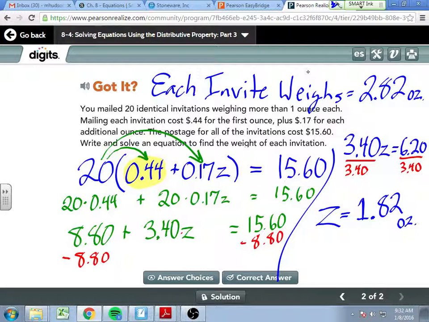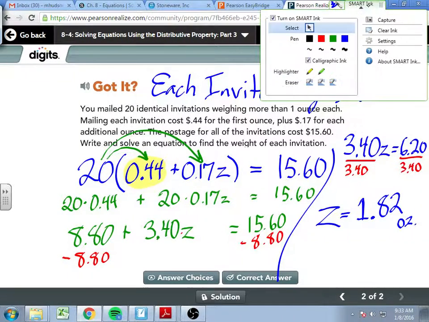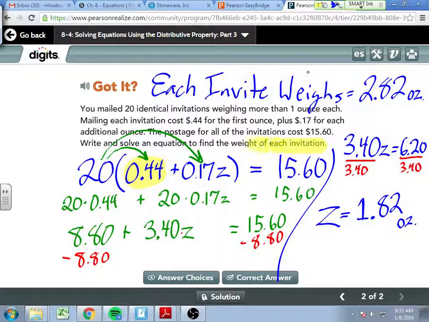Does this make sense? Was that a no? No. Okay. Because the variable represented extra ounces. Now, this is when it's tricky. Are we looking for just the variable value? Are we looking for something else? This asked me the weight of each invite. So I don't want just the extra ounces. I want the extra ounces and the first ounce to be included.